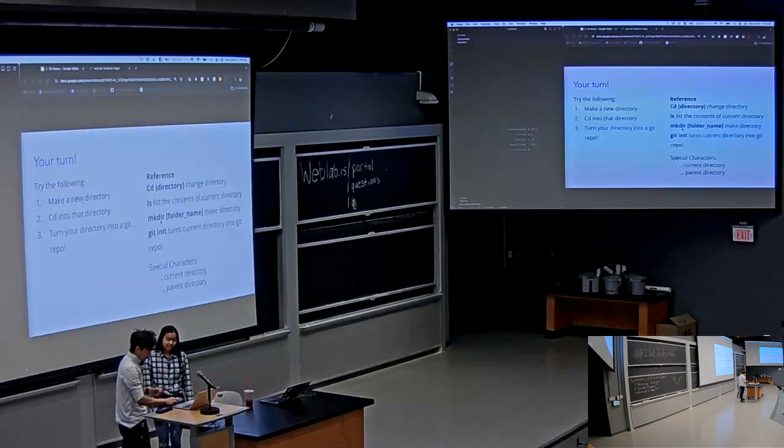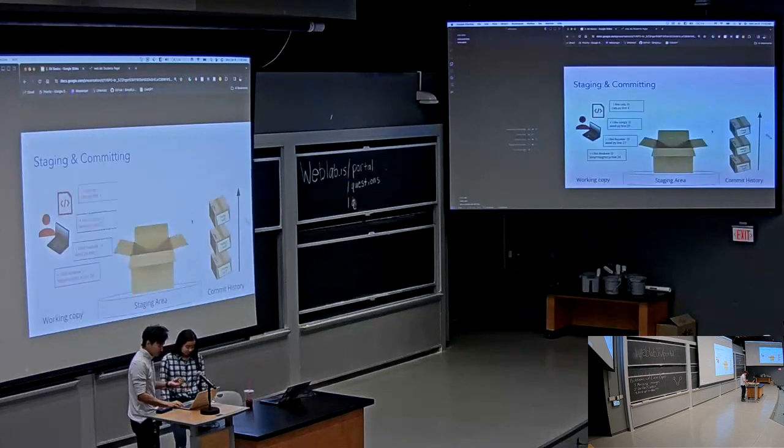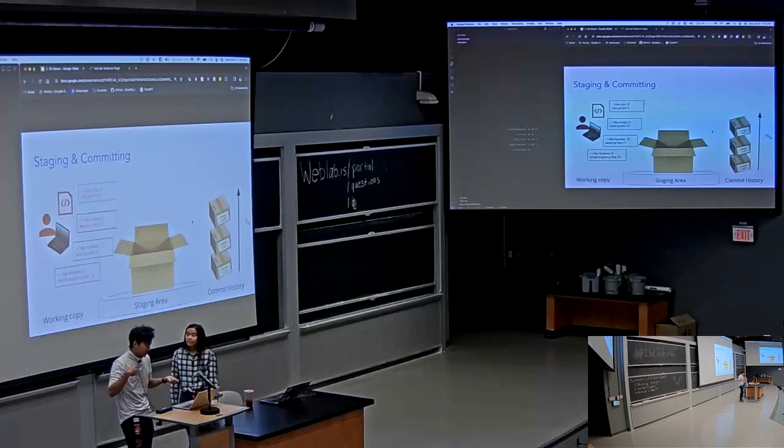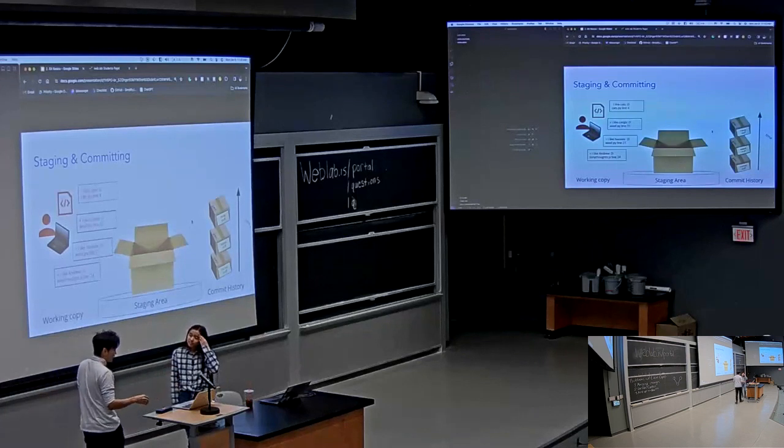All right, cool. Looks like we're good to move on. So now we're going to be talking about making changes and tracking changes using Git, using the commit history, the working copy, and the staging area.